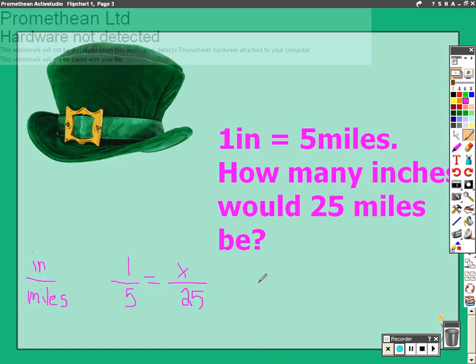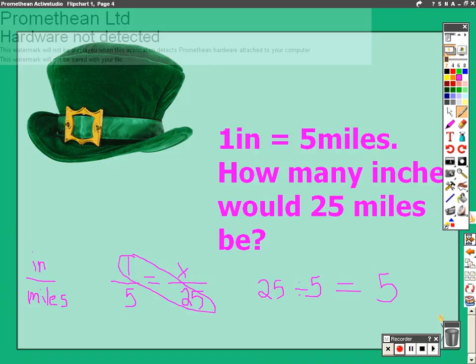1 times 25 is 25. And then the number I did not use is 5. So I'm going to divide by the number I didn't use. I'm showing you a shortcut instead of the algebraic way. 25 divided by 5 is 5. So 25 miles would be 5 inches.